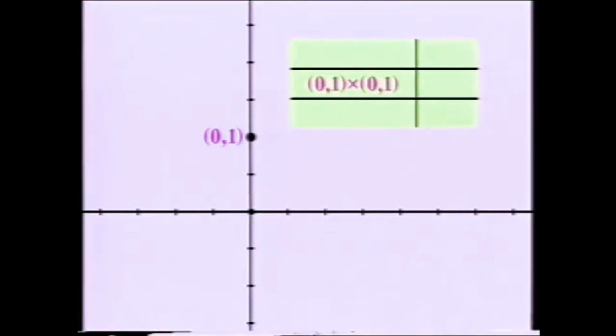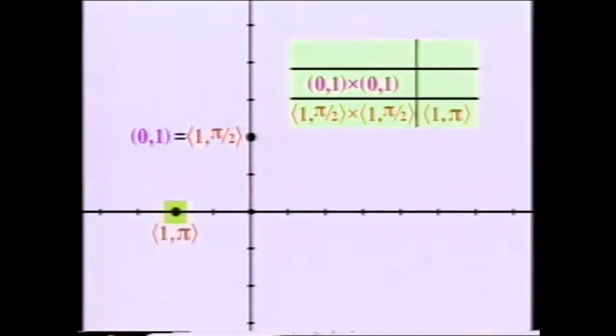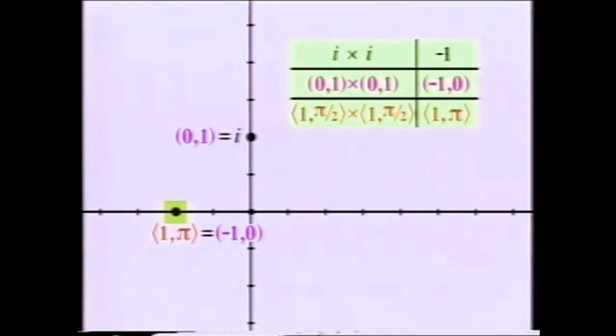Now let's try using the rule to multiply the point 0, 1 by itself. In polar coordinates, we get 1, pi by 2 times 1, pi by 2 equal to 1, pi, which is the polar expression for the point -1, 0. That is, 2 quarter turns make a half turn. Thus, 0, 1 acts as a square root of -1, and we call it i, which stands for imaginary.